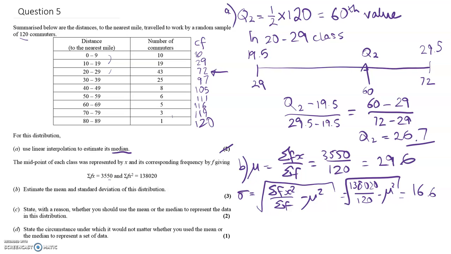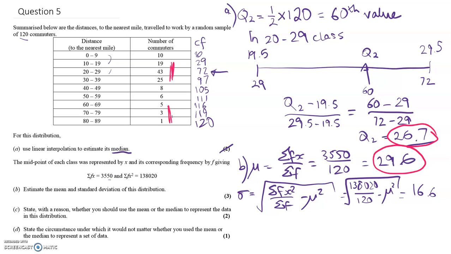Okay, so part C says, should you use the mean or the median to represent the data? Now you can see that the median is slightly lower than the value that you got for the mean. And you can see why when you look at how the values are distributed in the table. You've got a bit of a cluster of values here for the lower distances, and then you have a handful with much higher distances over here at this end of the table.